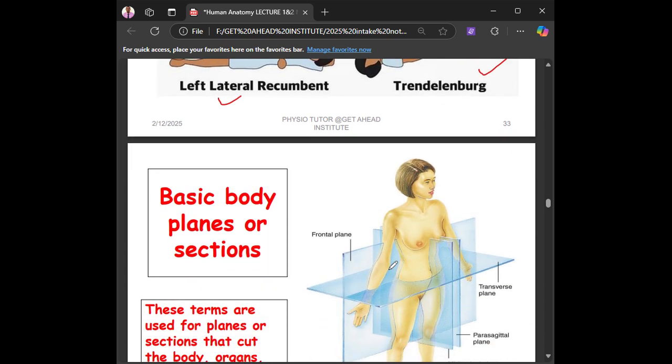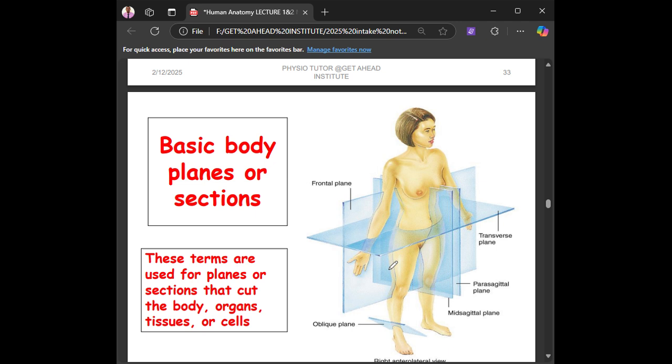So that was it when it came to positions. Now let's talk about anatomical planes. Let's talk about basic body planes. These terms are used for planes or sections that cut the body or organs or tissues or cells. These are the planes that we will talk about in the next few slides.